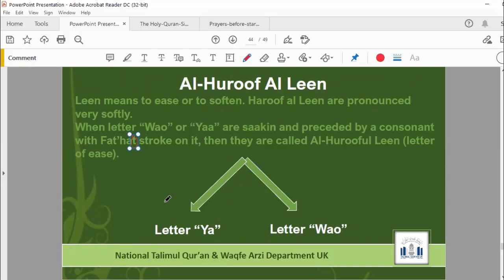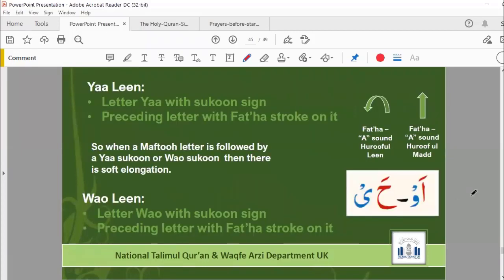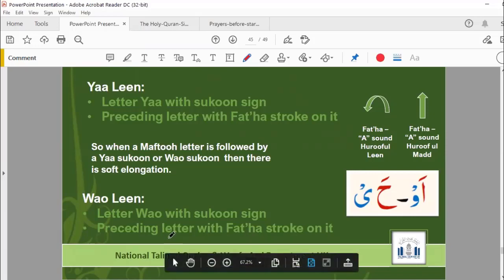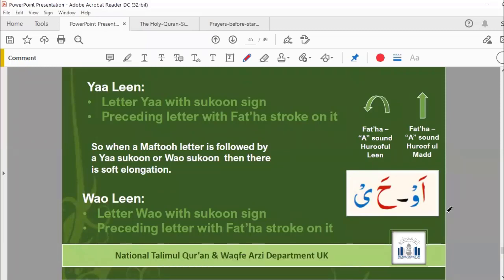Then they are called al-haruful lin, letters of ease. Yes, brilliant. Now, give me this example. Carry on. Ya lin: letter ya with sukun sign, preceding letter with fatha stroke on it. So when a maftuh letter is followed by a ya sukun or waw sukun, then there is soft elongation. Waw lin: letter waw with sukun sign, preceding letter with fatha stroke on it.